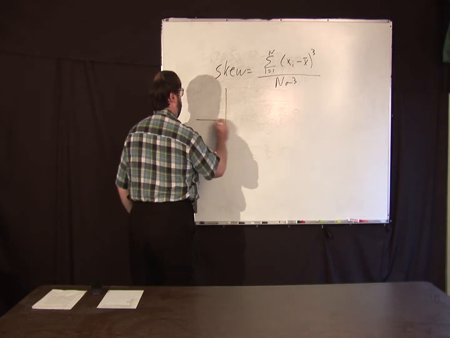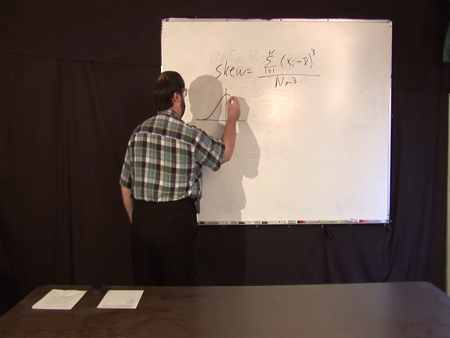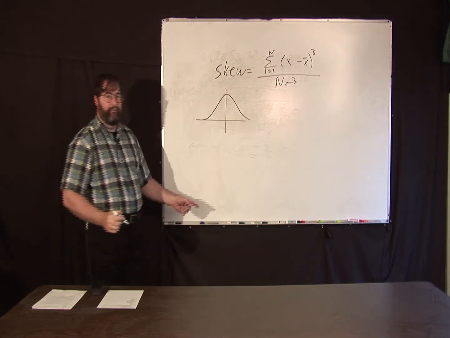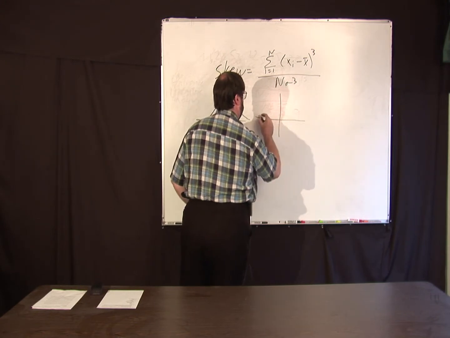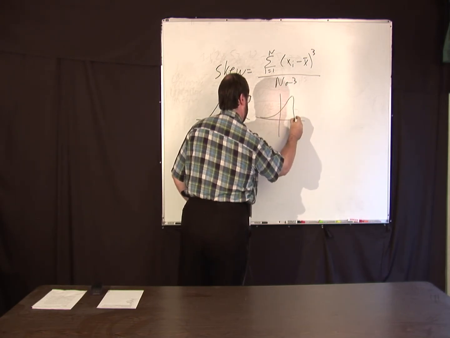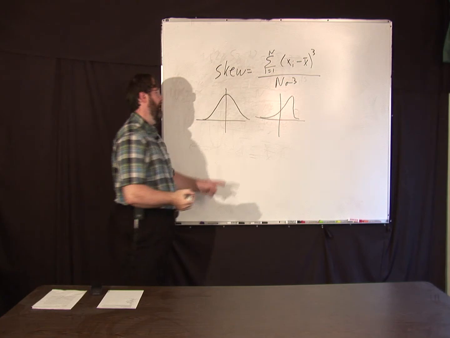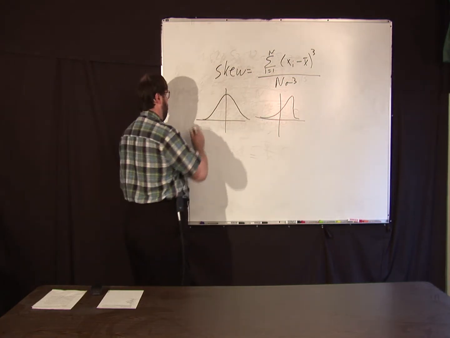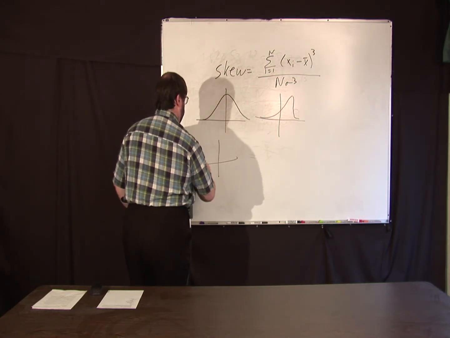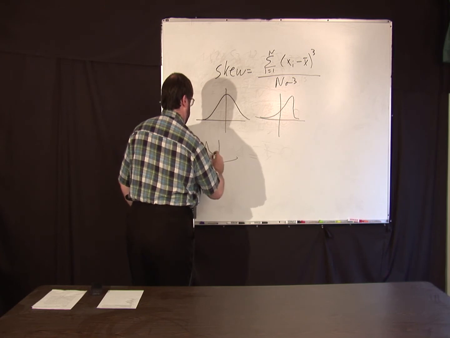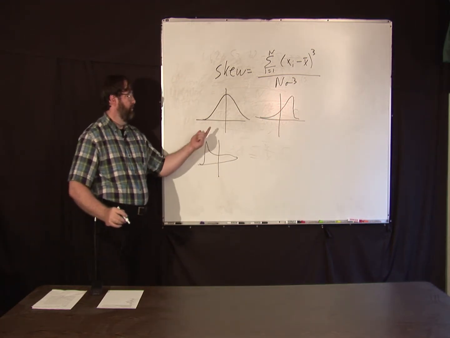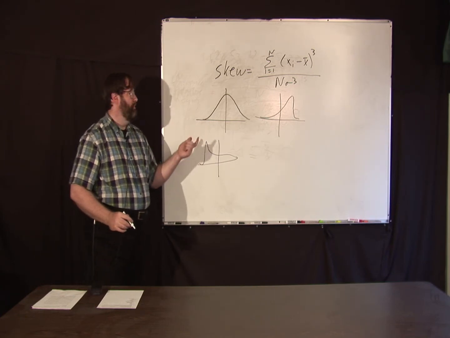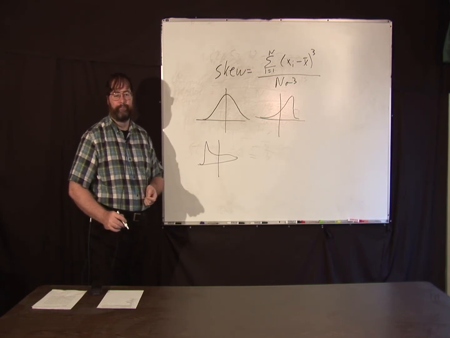A nice symmetrical distribution has a skew of 0, a distribution that looks like this has a positive skew, and a distribution that looks like this has a negative skew. It's just something that characterizes the distribution of numbers in your data set.